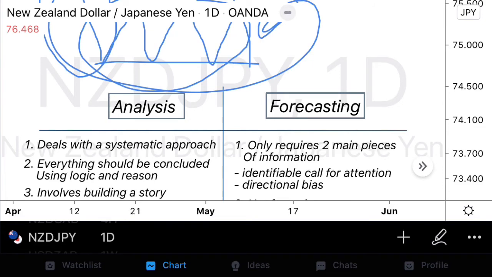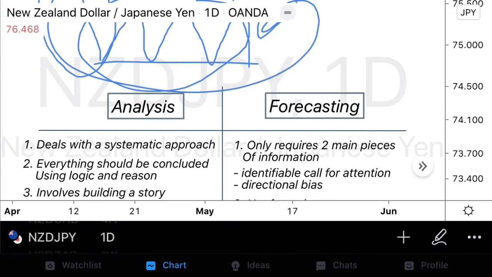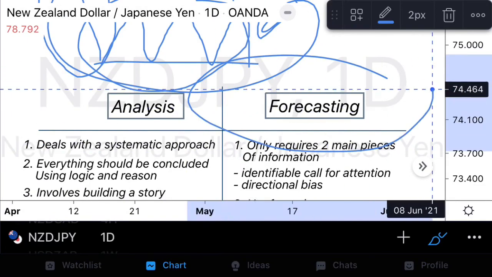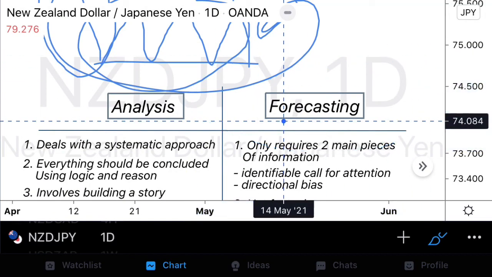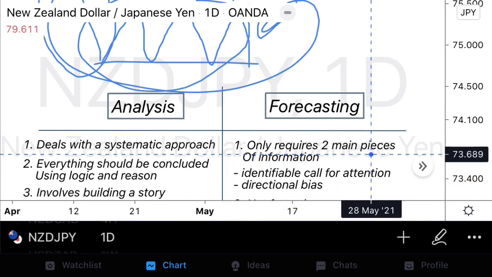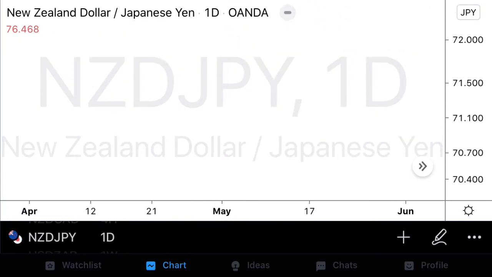First thing, the most important thing about forecasting, guys, and this is the absolute gem, the absolute nugget of forecasting: forecasting only requires two main pieces of information. Number one, all we need is an identifiable call to action. What do I mean by that?